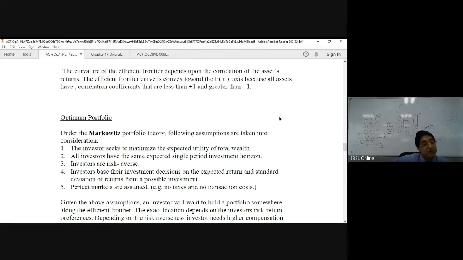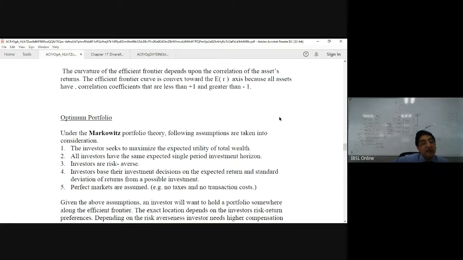So what is the meaning of investment horizon? You expect your assets to give you returns during a particular period of time. Say, for example, most of the investors have a 1 year horizon for their investments. But that doesn't mean all have the same investment horizon. But this particular Markowitz theory assumes that all investors have the same expected investment horizon period. The investment horizon is single, one same.